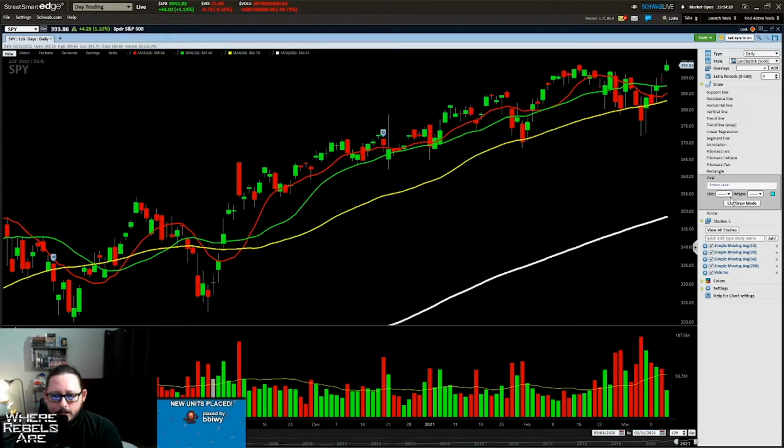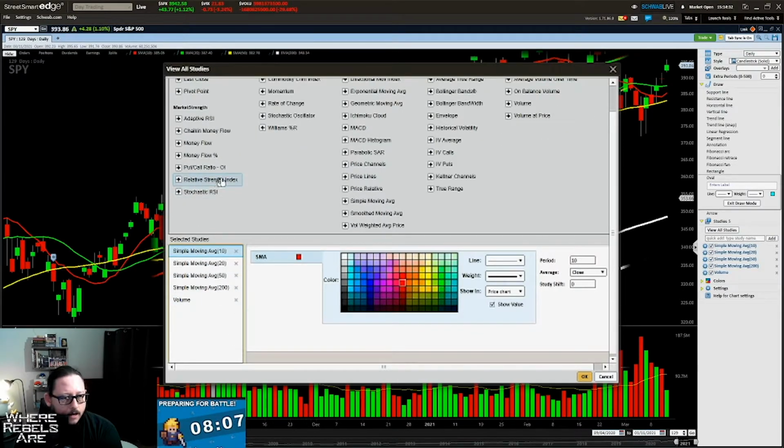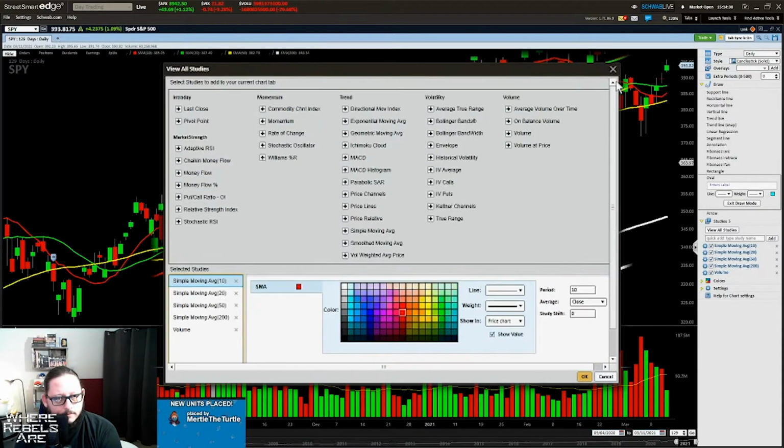The next addition here, we're going to add one more study. I like, as my overbought, oversold indicator, the stochastics, not stochastic RSI, go away. Regular, not RSI, regular stochastic, go up. There it is, stochastic oscillator momentum.